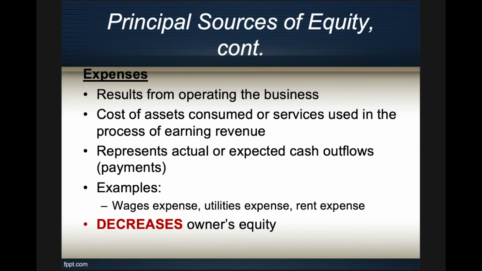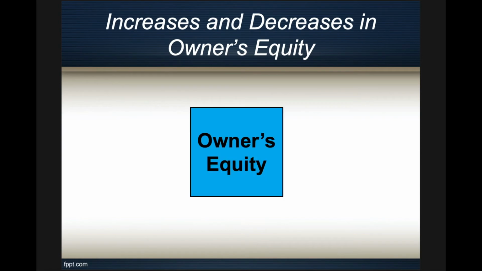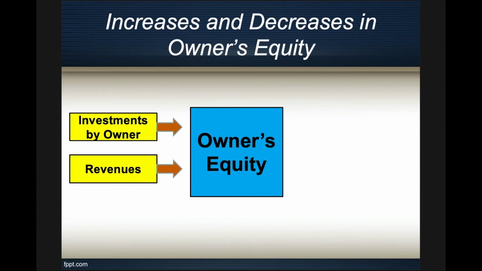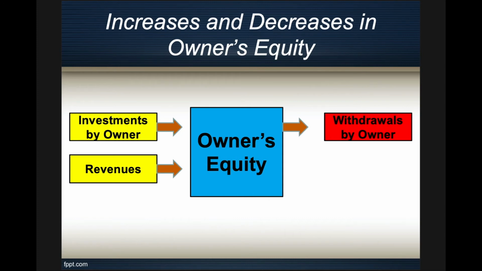So remember those four accounts. These are your principal sources of equity, and again, these either increase or decrease your owner's equity. Let's look at this illustration for us to absorb these principal sources of equity. Investments by the owner increase owner's equity, together with your revenues. Now, when you withdraw from your business, that decreases your owner's equity.